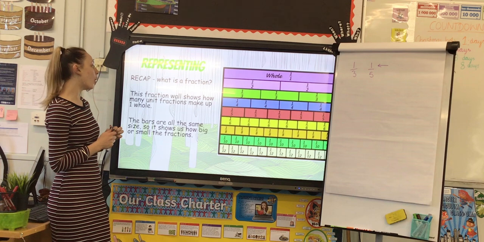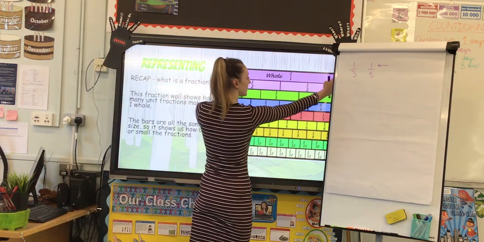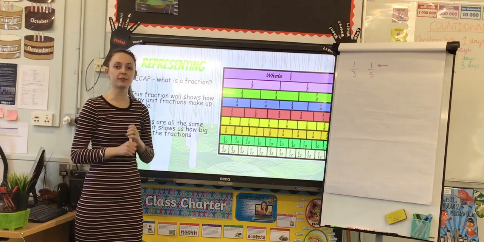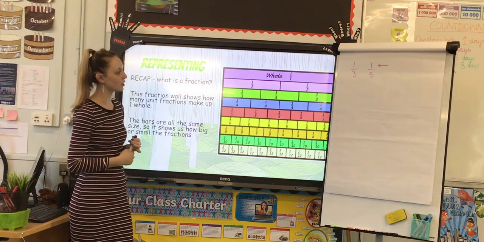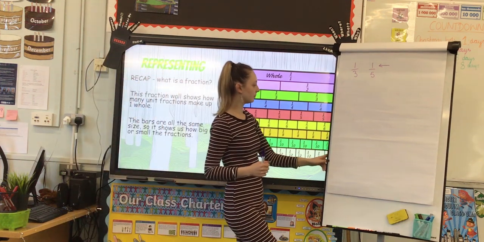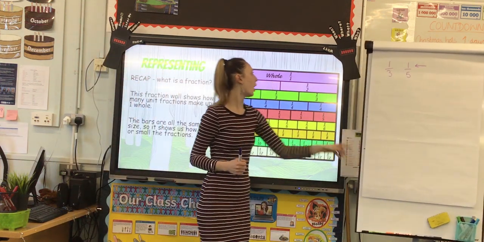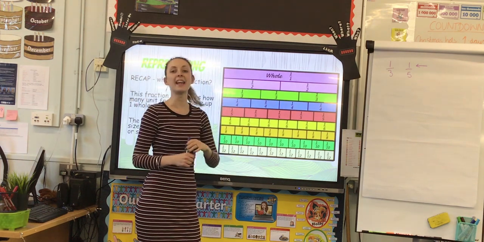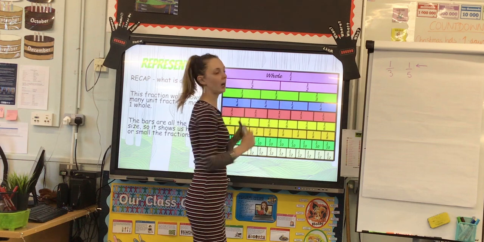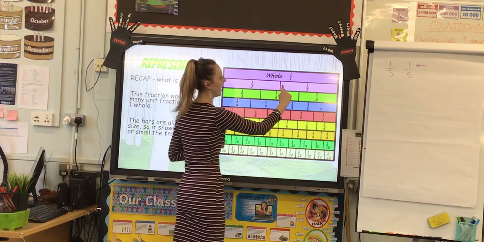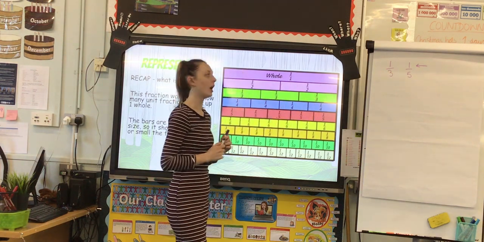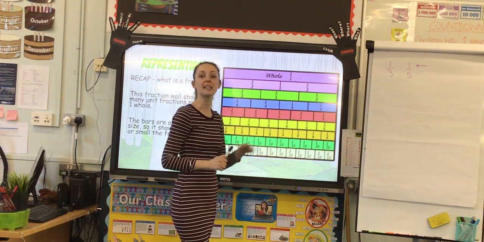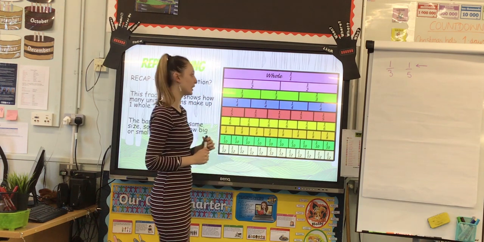The bars are all the same size to show us how big or small the fractions are. So if we take a look at this fraction wall here, we can see that we've got one whole at the very top there. One whole can be made up out of 2 halves because there's 1 and there's 2. So those fractions are 1/2 each. The denominator is 2 because it shows me that there are 2 parts that this has been split into.